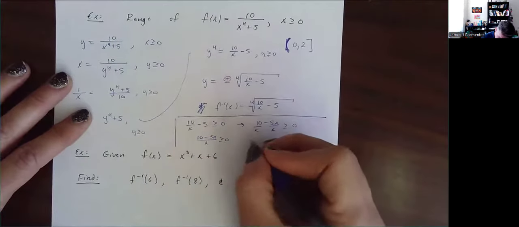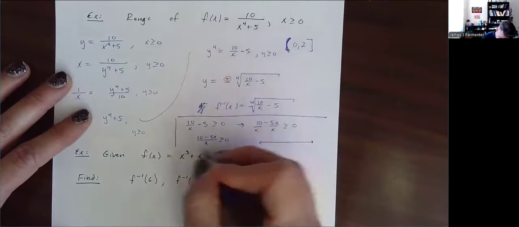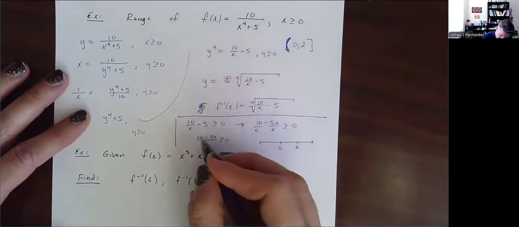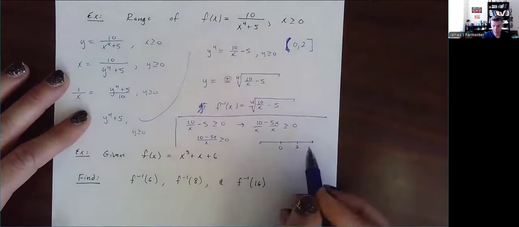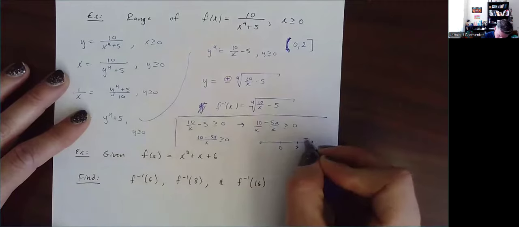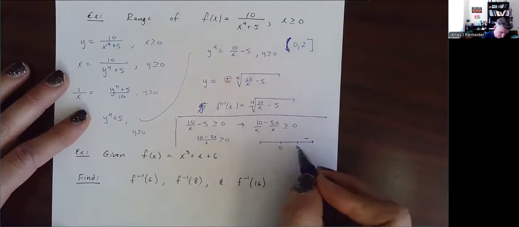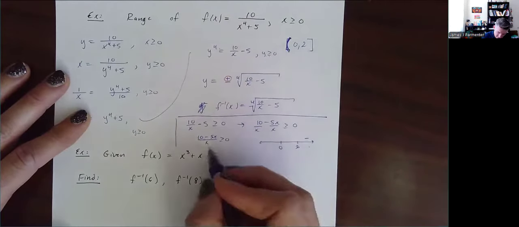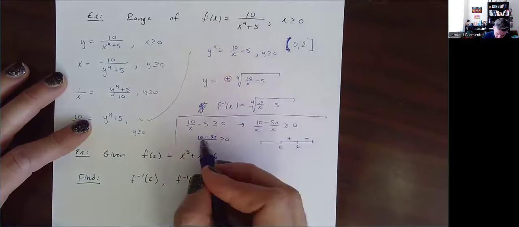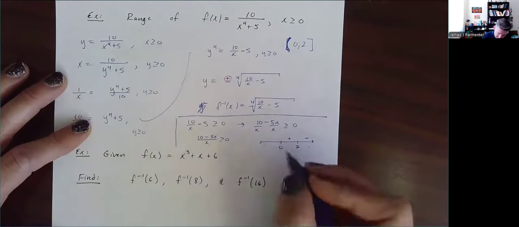So then we're going to use a number line. And on the number line, we have 0 because 0 makes it undefined. And 2 because if we plug in 2, 10 minus 5 times 2 is 0. Pick a number bigger than 2 like 3. 10 minus 15 is negative. 3 is positive, so it's negative overall. Pick a number between 0 and 2 like 1. 10 minus 5 is positive. 1 is positive. Pick a number smaller than 0 like negative 1. 10 plus 5 is 15. Divided by negative 1 is negative.